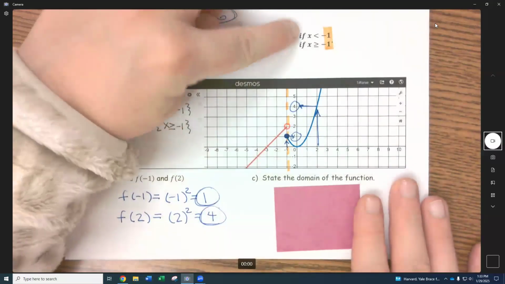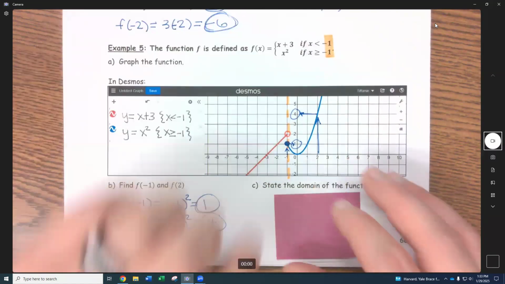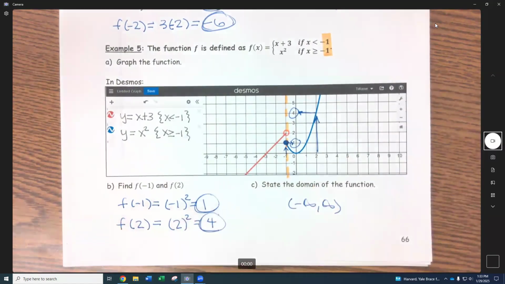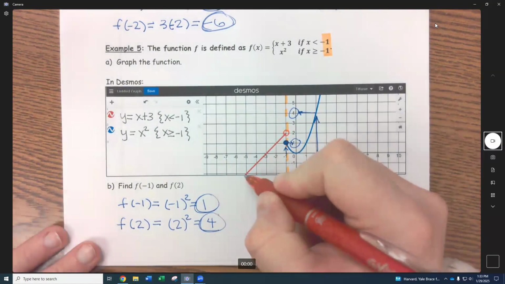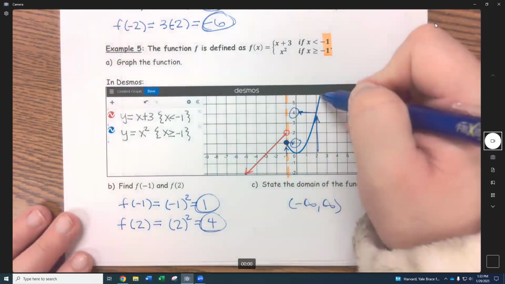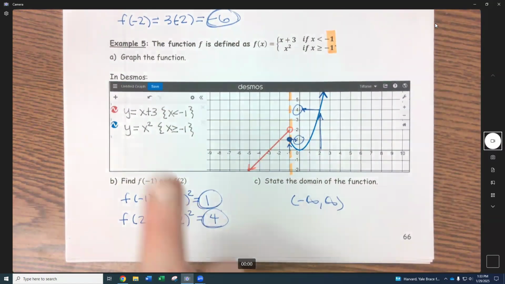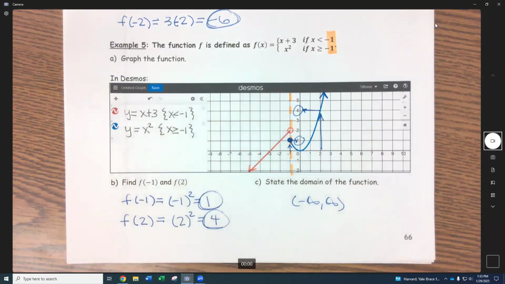State the domain. We have numbers that are less than -1, greater than -1, and equal to -1. This is negative to positive infinity, because these lines have arrows and they are going forever. So make sure you know how to put these into Desmos. That is the majority of this lesson here.